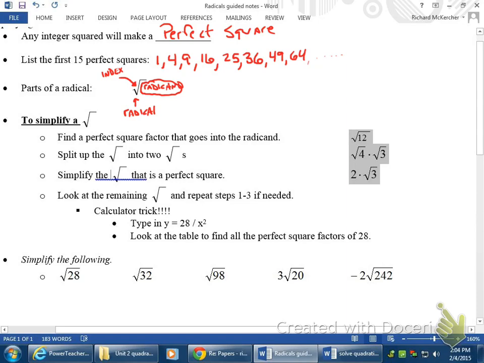Alright, we're going to run through a couple of these at the bottom. I'll slow it down a little bit, and I'm just going to let it roll.